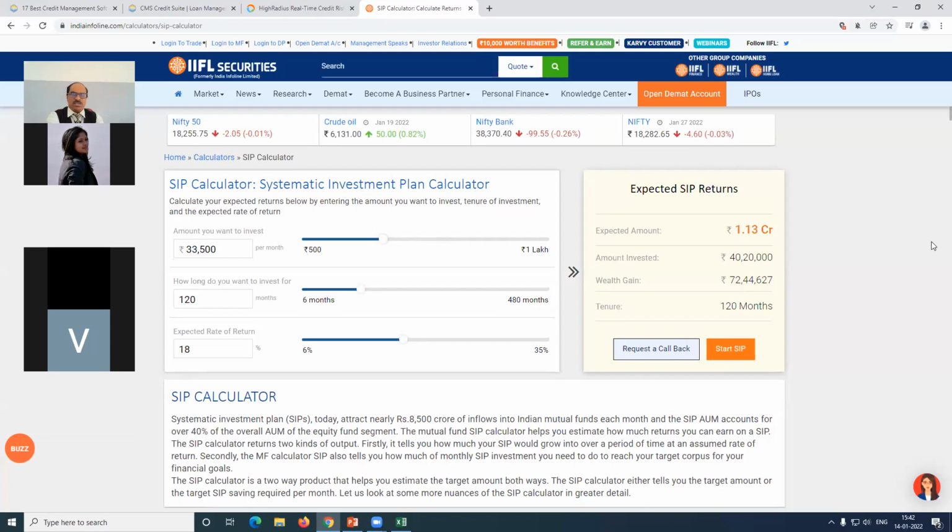Okay, let us see how this is working. This is created by IFL Securities, and you can see they are showing the present conditions: the gold rate, Nifty, crude oil price, everything they are running. Let us see how to calculate using the SIP. Here there are three columns. The amount you want to invest, how much you will invest, they will ask. Based upon that investment and how many months you are going to invest, what will be your expected return. Based upon that, it will showcase your returns here.